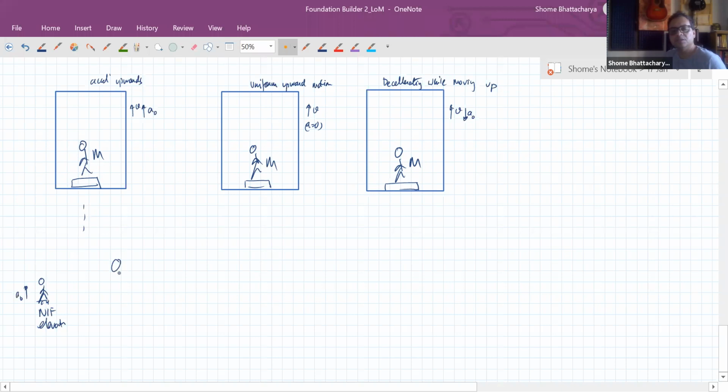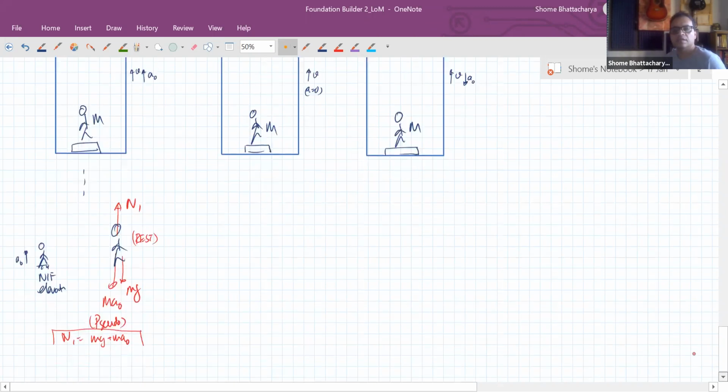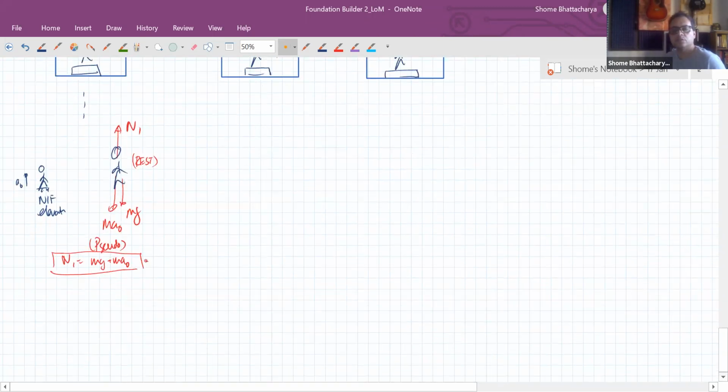So now when you make the person's free body diagram, on that person what all forces are there? There is pseudo force. Okay. There is the true weight mg, and there is normal reaction acting, let's say N1. So in this case, what is happening? He's at rest in the non-inertial frame. So N1 is equal to mg plus ma naught. So this is the situation where the normal reaction is more than his true weight.